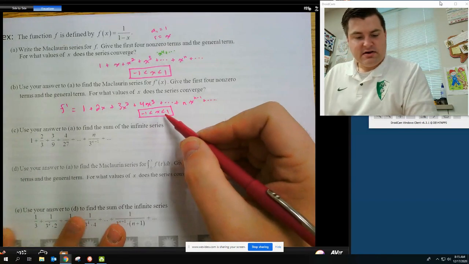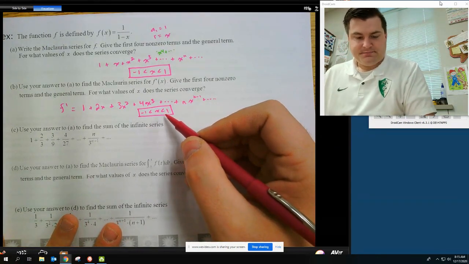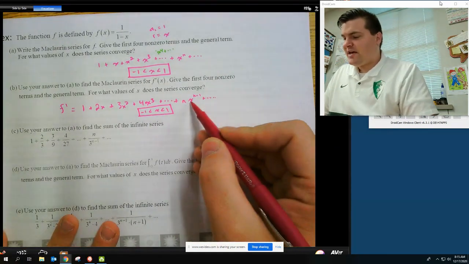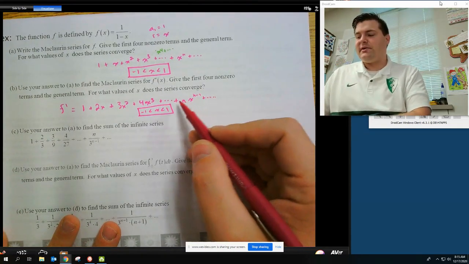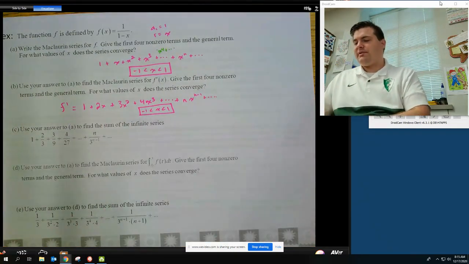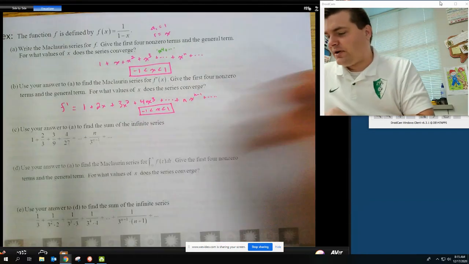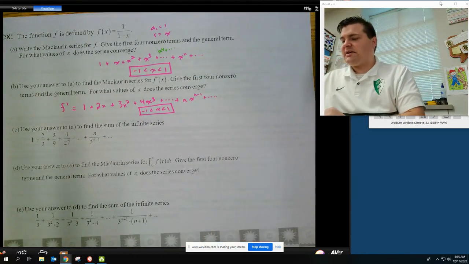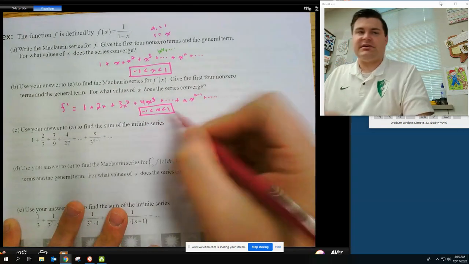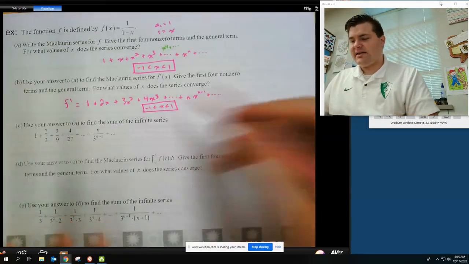If x were to equal 1, then we would get a series of n, and that's going to diverge because it gets bigger and bigger every single time. X equals -1, same thing here. It's not decreasing in magnitude either. So the endpoints are not going to converge here. So that's why that is going to work out right there.